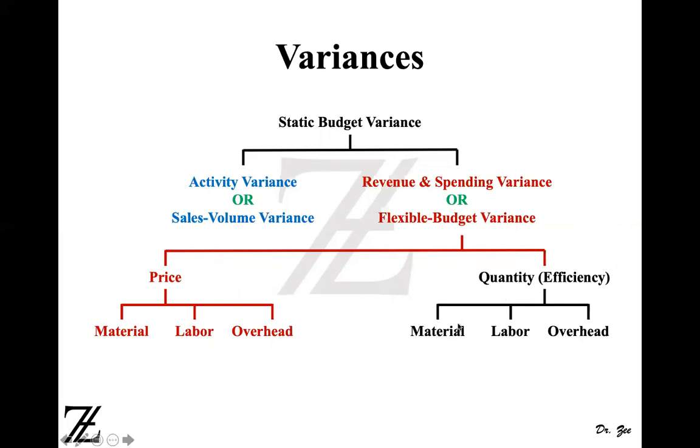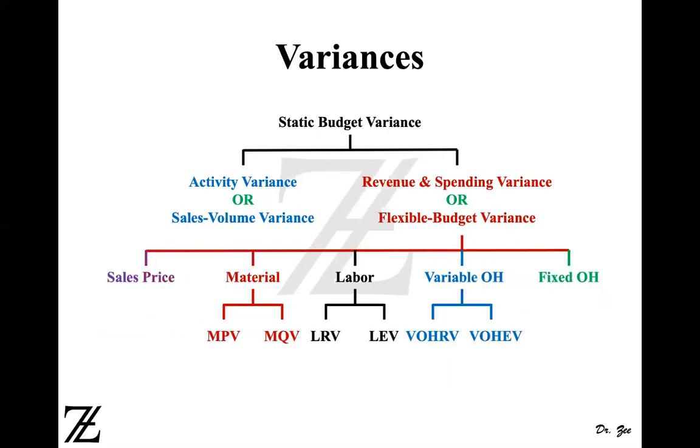Same thing with the quantity: material quantity variance, labor quantity variance, also labor efficiency variance, and overhead efficiency variance. You can also have more variances from revenue and spending variance, but the topic that we will be discussing in this video is the price and the quantity for material, labor, and overhead. So I highlighted these two, price and quantity, here. Otherwise, the diagram may look like this.